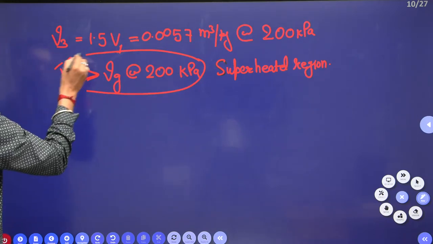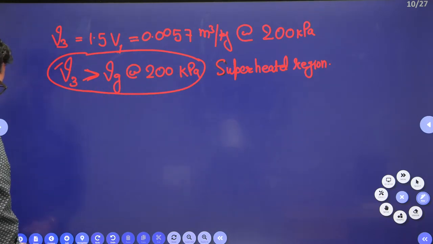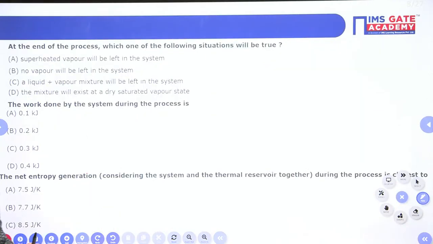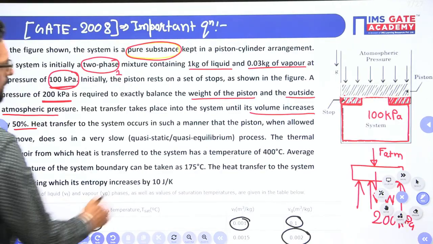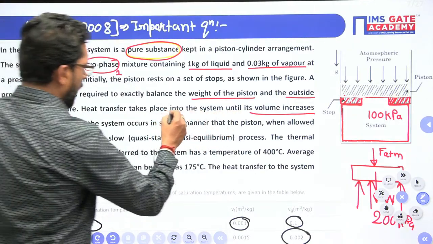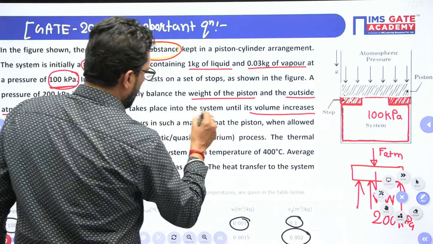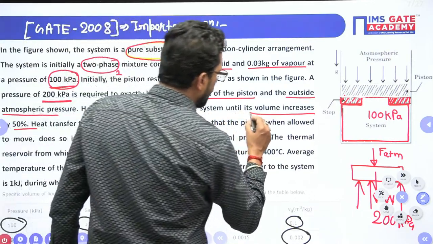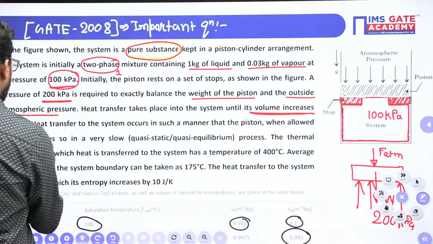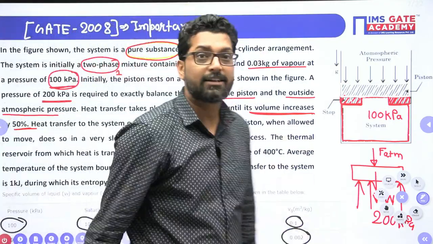Okay. The final volume in this question, see. The process takes place until the system's volume increases 50%. That means how much does the volume finally increase? 50%.